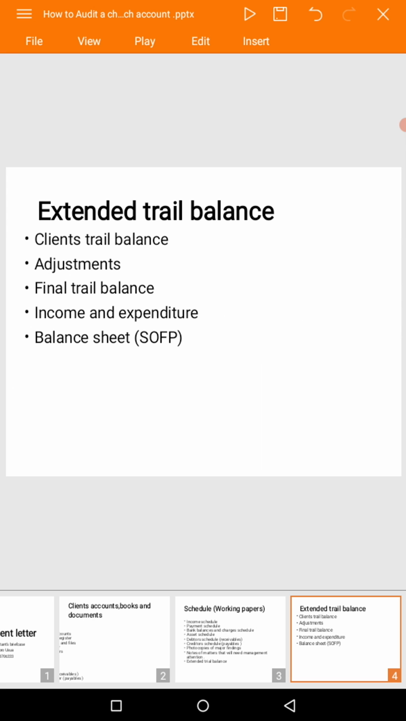a spreadsheet of columns. We have columns for client's trial balance. We have two columns, debit and credit, for adjustments. We have columns for final trial balance, debit and credit. We have columns for income and expenditure, debit and credit. And we also have columns for balance sheet or statement of financial position, debit and credit. That is how an extended trial balance looks like. It's just a spreadsheet. If you have seen a spreadsheet before, a spreadsheet with different columns.